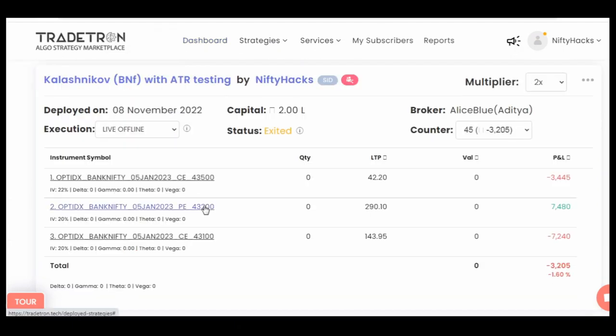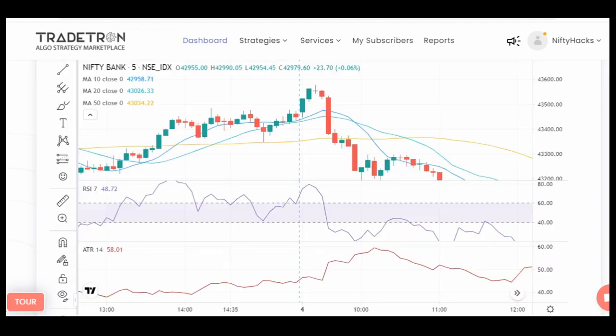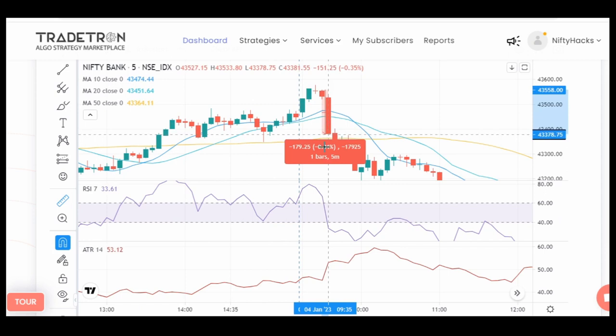But in the modified version, this trade didn't take place. So let's check the ATR condition. This candle crossed below RSI 40, and we need the highest high value of this time of 2 level. So we need to check these two candles, this trigger candle and the previous candle of the trigger candle. Let me turn on the magnetic mode so that we get exact values. So this range is 179 and the ATR value is 53.